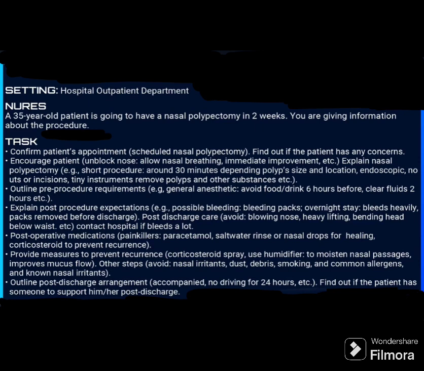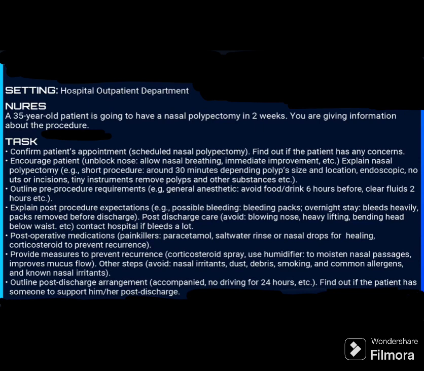Then you can tell that, well, Mr. James, from my system I can see that you are scheduled for nasal polypectomy in 2 weeks, isn't it? Or, am I correct? Like that you can ask. Find out if the patient has any concern. So you have to ask, do you have any concern about the procedure?